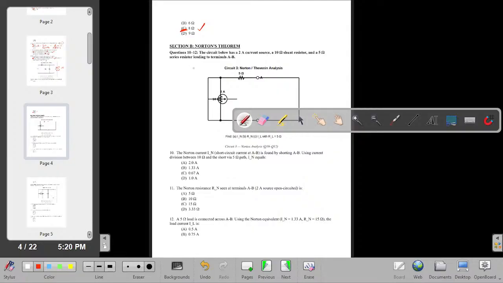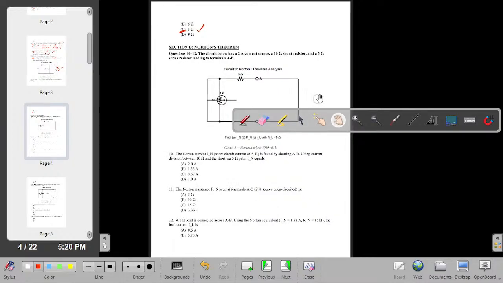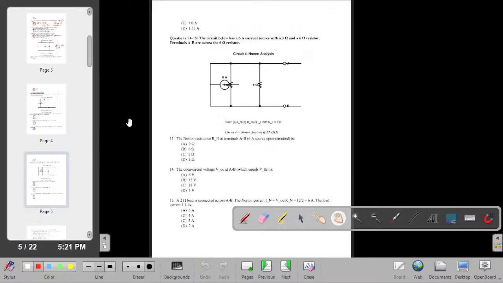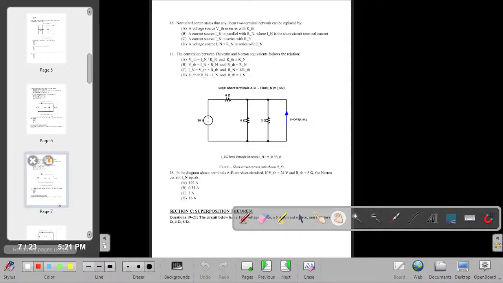Now we move to section B, 10 to 12. This is Norton's current problem. Now, there is a slight issue with this diagram, so let's skip this, and the next one too, and let's come back. Yeah, so let's start from here.